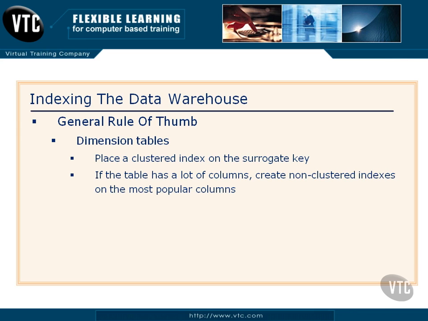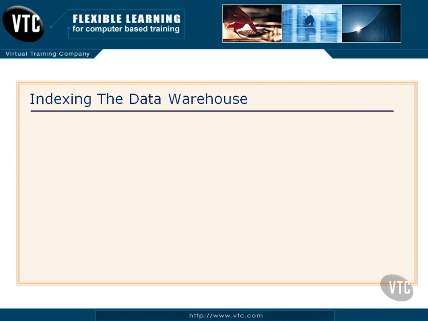If the table has a whole lot of columns in those dimension tables, and sometimes they can, you may want to look at creating some non-clustered indexes on the most popular columns, and obviously popular means the most often used columns in your various queries. And so if you notice that one particular column is getting queried a whole lot, you may want to pop a non-clustered index on that and see what happens. You'll probably see your queries come back considerably faster. So keep that in mind.